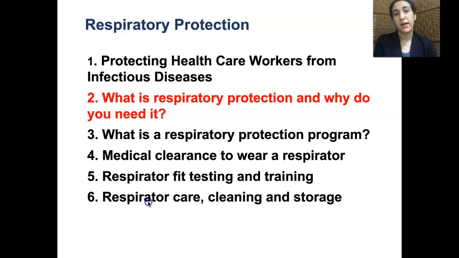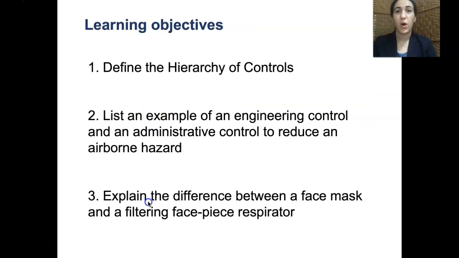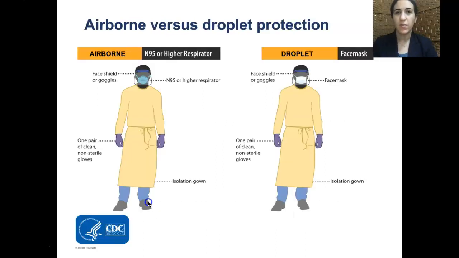In this section, we'll delve into the importance of respiratory protection. Some of the slides in this presentation are very detailed, and you are welcome to pause the recording at any time to review the slides in more depth. We hope that by the end of this module, you'll be able to define the hierarchy of controls, list examples of administrative controls and engineering controls to reduce airborne hazards, and explain the difference between a face mask and a filtering facepiece respirator.